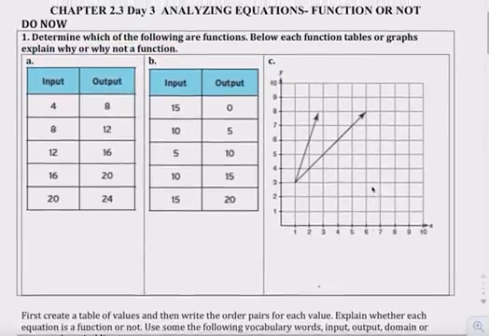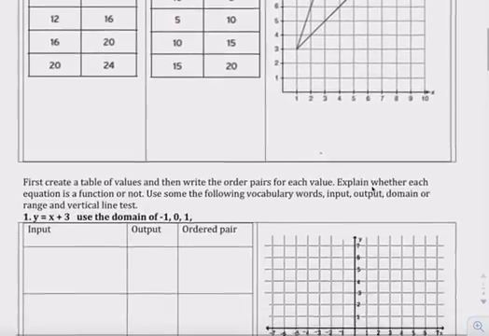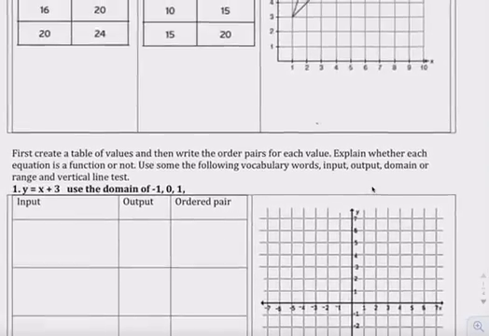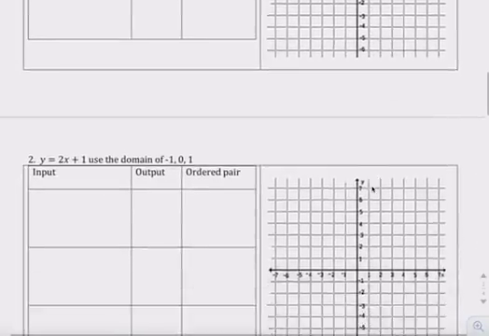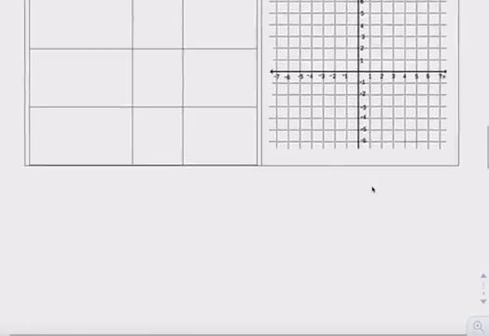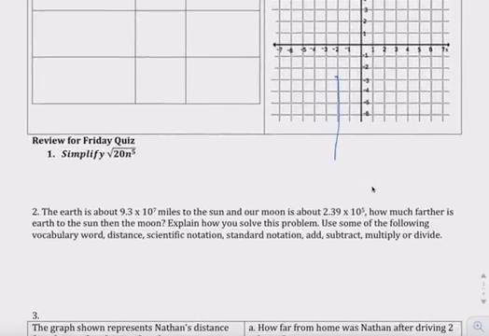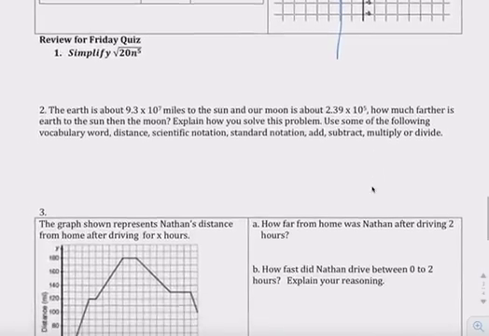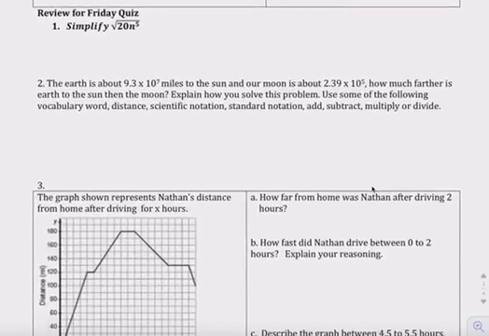This is the homework assignment 2.3, day 3, analyzing equations, function or not. What we're doing is this here, we did the top one in class. I'm going to go over the review for tests first because that's most important. One of the questions will be like this one, the other one will be like this one here. I want to make sure that everyone understands how to do that.